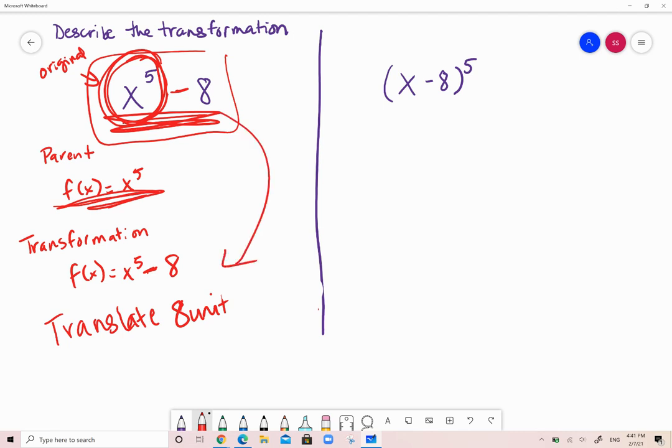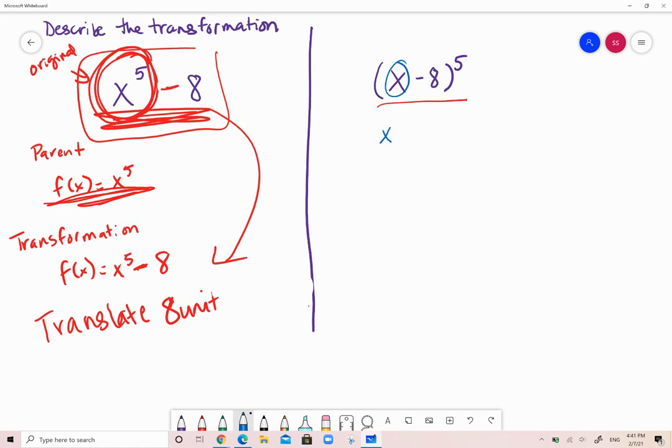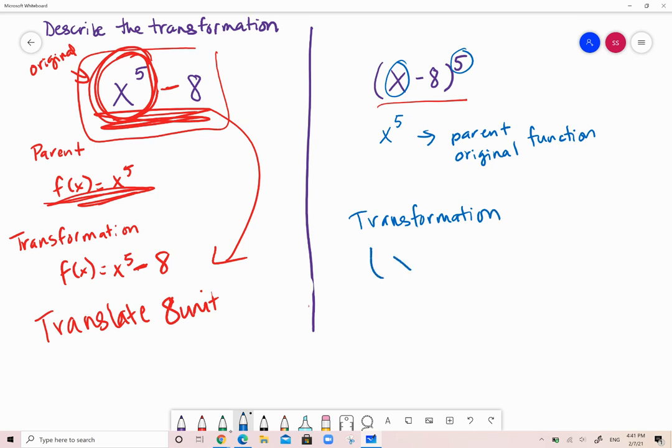So again, when you get some type of problem like this, what is the parent function? So you take the x, and then that 5 goes right there. So that is the parent function. That is the original. All right. And now you put the transformation. So the transformation is x minus 8, in parentheses, to the 5. Let's graph what happens there.